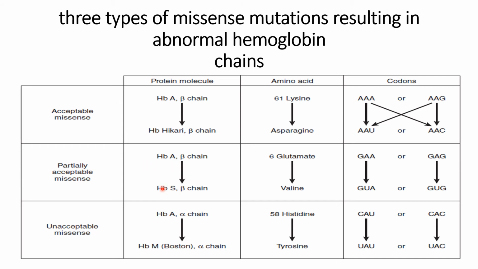For example, hemoglobin S, which is formed, can bind the oxygen, but in the deoxygenated form, it will be precipitated. So, this one is the partially acceptable missense mutation, and unacceptable means totally different physiological function. For unacceptable, one example is the formation of the hemoglobin M, which can't bind the oxygen. So it totally differs in the physiological function.